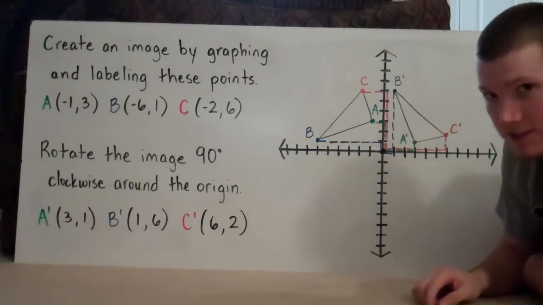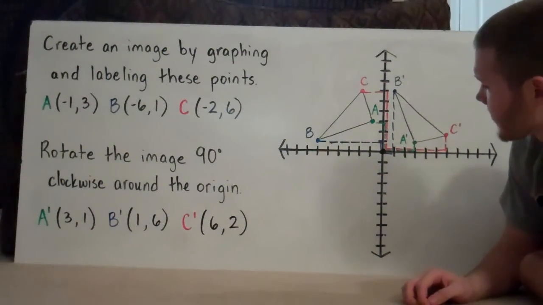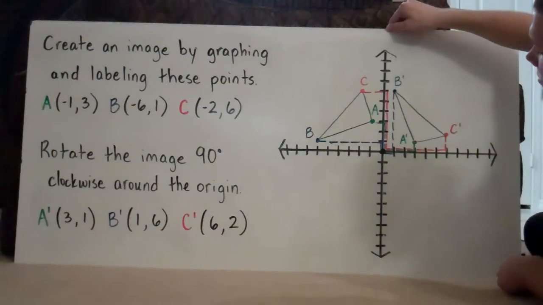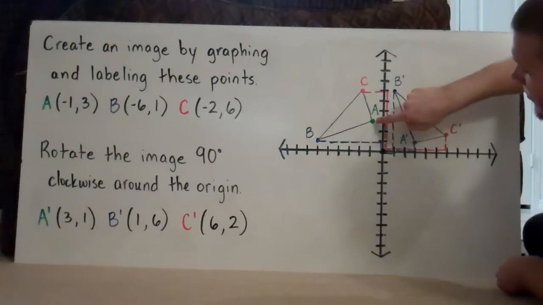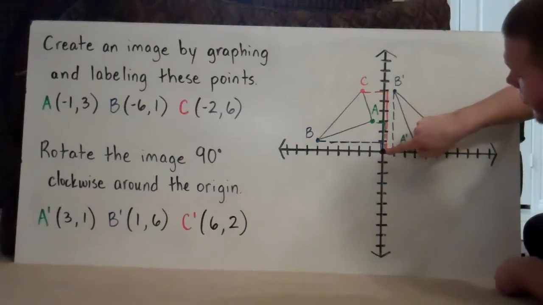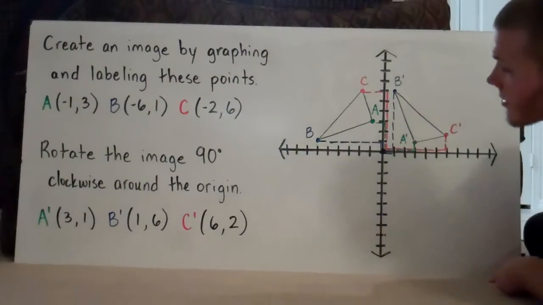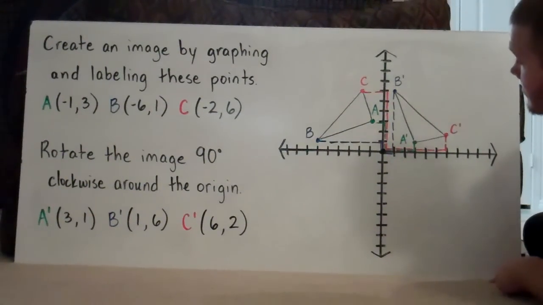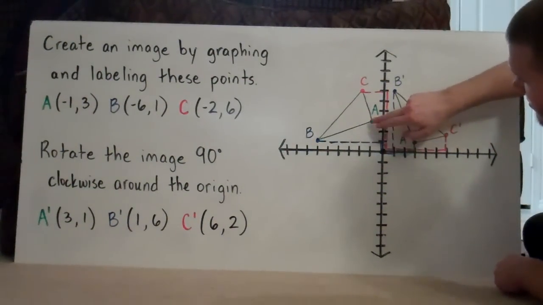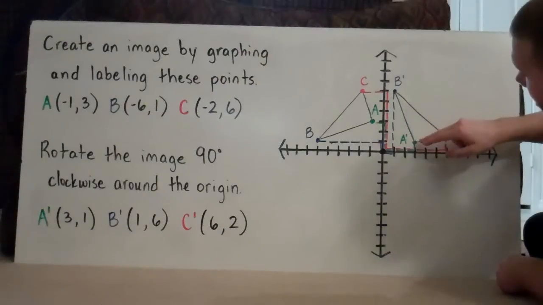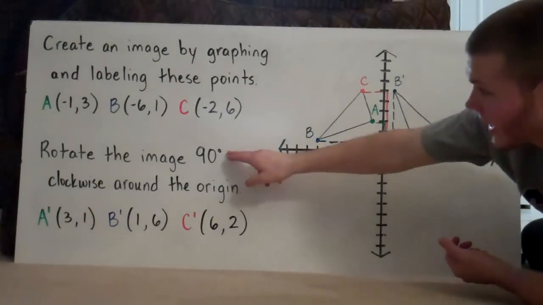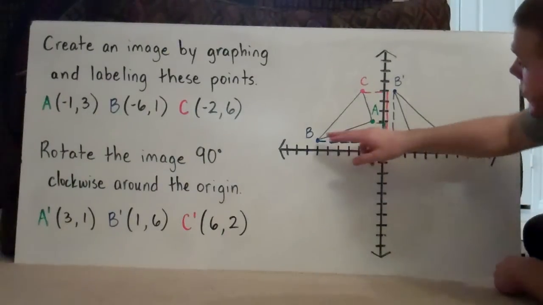Now put a star next to this. Get this in your notes. I want you to write down that if we draw a line from point A to the origin, and from A prime to the origin, we create a 90-degree angle. If we draw a line from point A to the origin, and from A prime to the origin, we're going to create a 90-degree angle. Hence the 90-degree rotation.